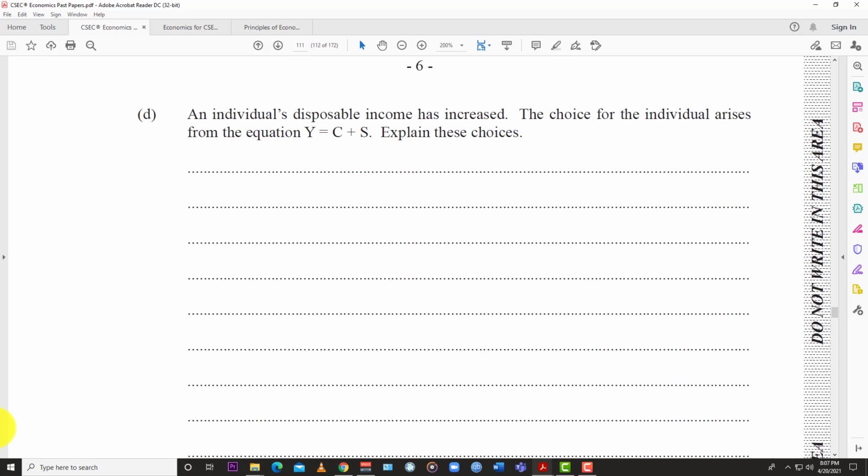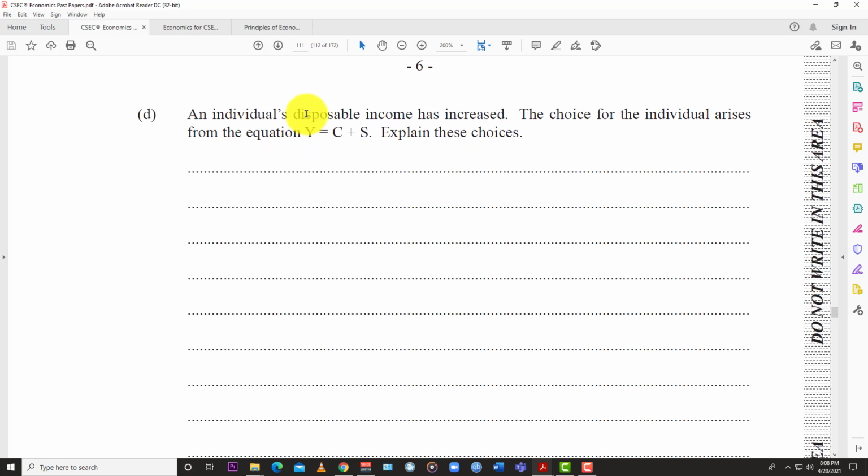So again, once you have disposable income, it's divided between either consuming or saving. Your income is either saved or consumed. And so they say an individual's disposable income has increased. And so what you have to choose now is either you increase your consumption or you increase your savings. Or you can increase both if you want to. You can consume a bit more while you save a bit more, based on what your income has increased to.